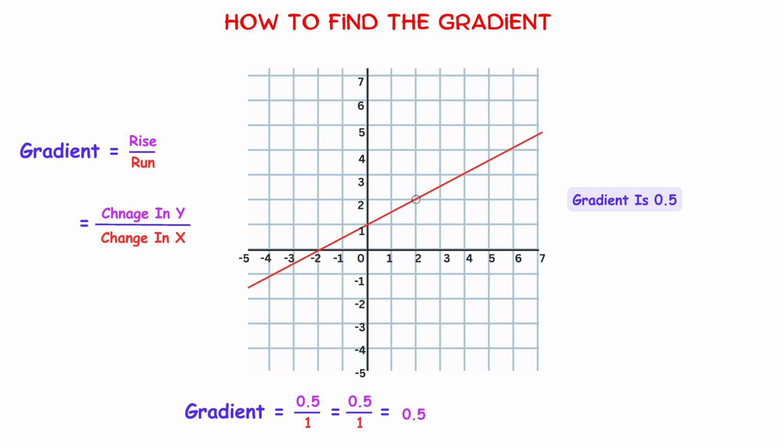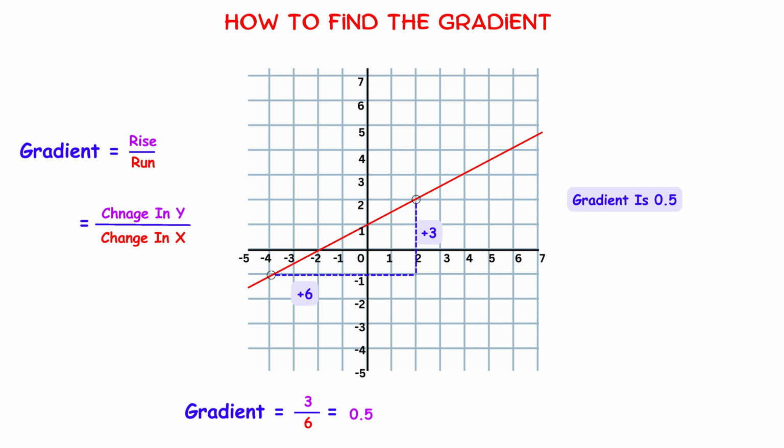So if we use the equation with our example here, we just figured out that it went up by 0.5, so our rise or change in y would be 0.5, and it went across by 1, so that's our run or change in x, which means that our gradient would be 0.5 divided by 1, which is just 0.5, just like we got before.